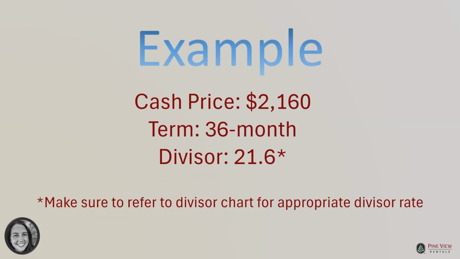For our example, we're looking at a structure with a cash price of $2,160. The term length is 36 months, and the divisor we're using is 21.6. This divisor is typical in most states, but please refer to the divisor chart for appropriate divisors.